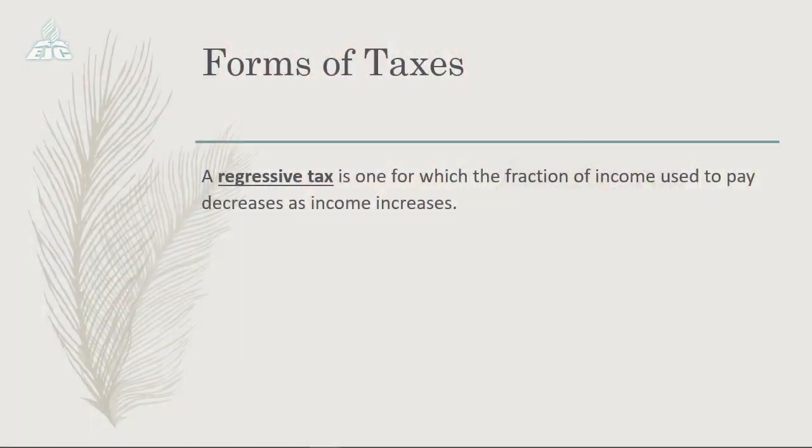Therefore, the amount that they would pay for taxes would be greater than what I would pay, right? And that is because of the progressive tax. The other form of tax that we see is the regressive tax. And if you look on this screen, the regressive tax is one for which the fraction of income used to pay decreases as income increases.